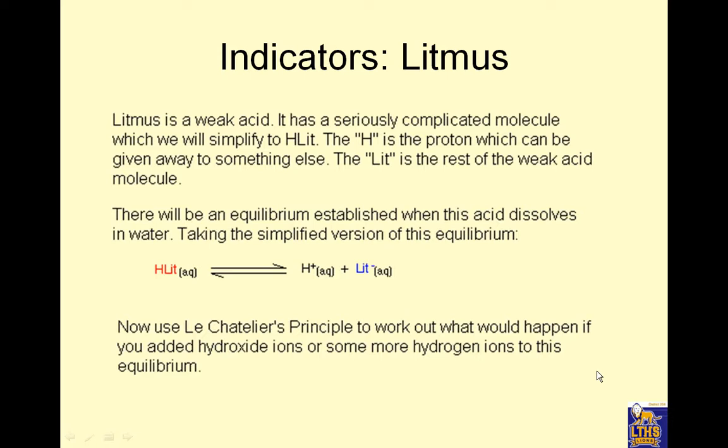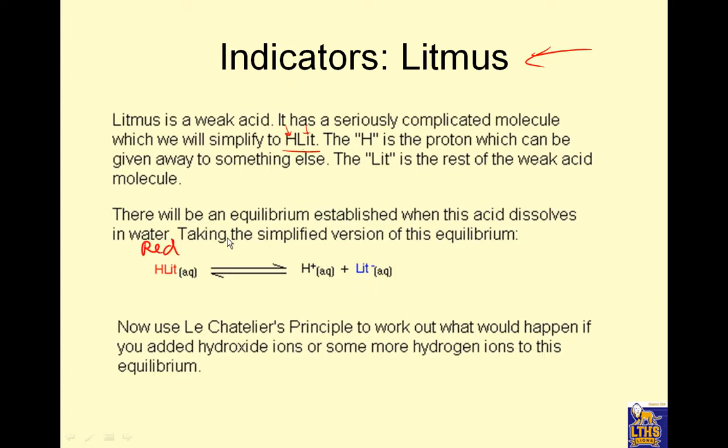The other thing I want to talk about was indicators, litmus. We talked about litmus. So how does it work? I'm glad we did this equilibrium stuff. Litmus is a weak acid and has a very complicated chemical formula, so we'll just call it HLit. H for acid, Lit for the rest of it. The H is a proton that can be given away, and the Lit is the rest of the weak acid molecule, so it's the negative ion.